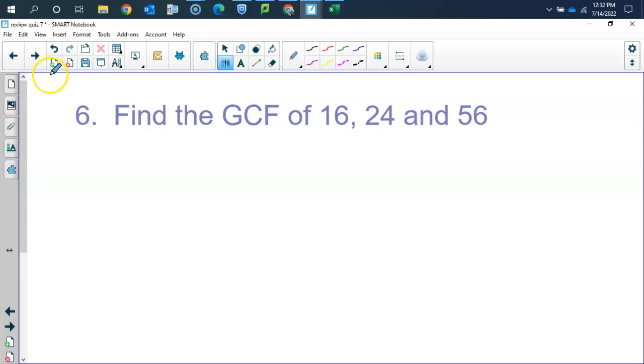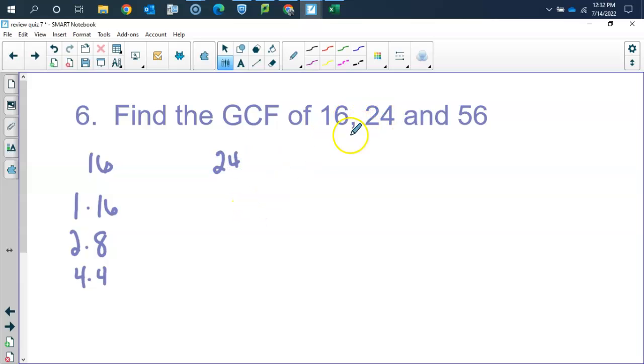All right, now I need you to find the greatest common factor of 16, 24, and 56. Go. Well, to do this, I'm going to list factors. 16. The factors are 1 and 16, 2 and 8, and 4 times 4. I've listed all my factors of 16.